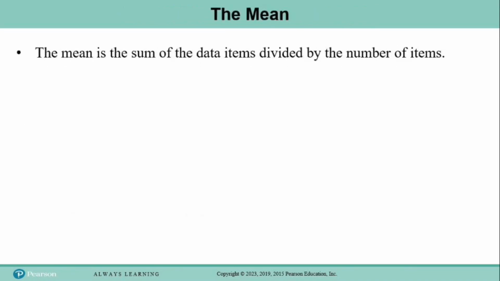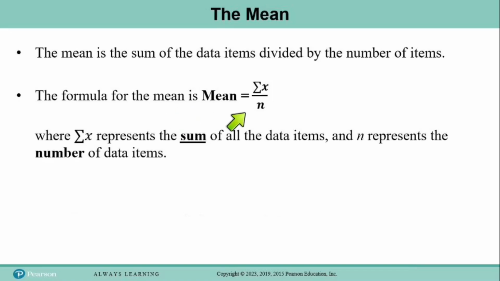Now, like I said, we know that the way to find the mean of a data set is to sum the data items, in other words, add them all together, and then divide by the number of data items. And here is the way that formula looks in statistics. So the Greek letter capital sigma stands for sum. So the formula is that the mean equals the sum of all the data values divided by the number of data values. So sigma x represents the sum of all the data items, and n represents the number of data items.